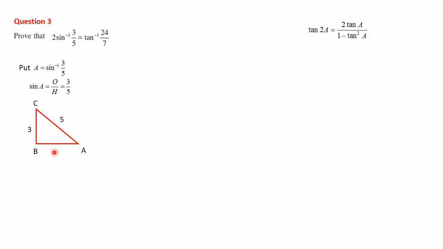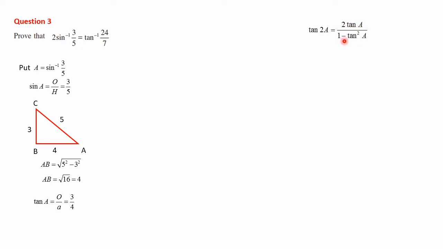And we can calculate AB by using Pythagoras theorem. AB is one of the shorter sides because the longest one is AC. So AB is equal to root of 5 square minus 3 square. 5 square is 25 and 3 square is 9. So 25 minus 9 is 16. Root 16 is 4. So AB we have got as 4.